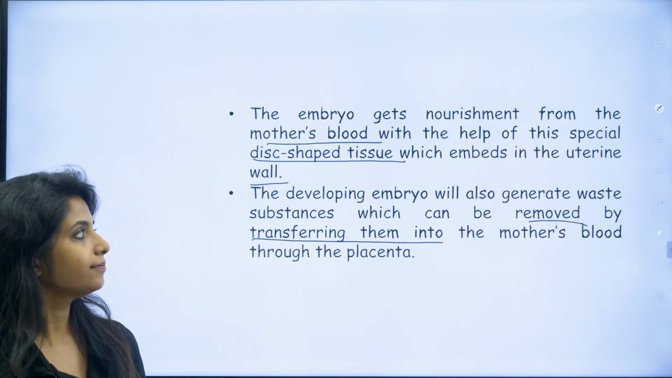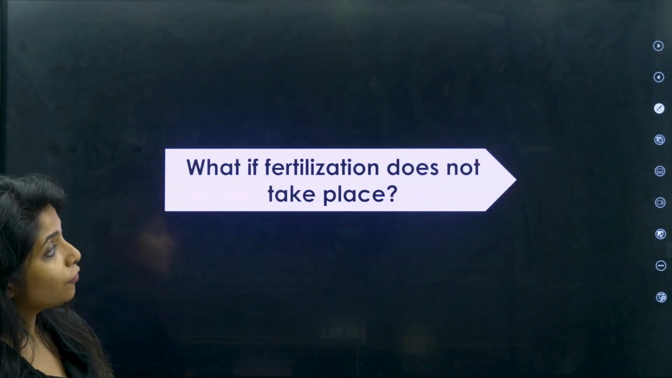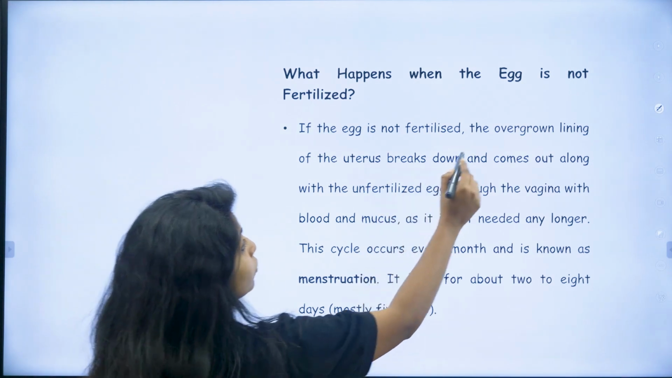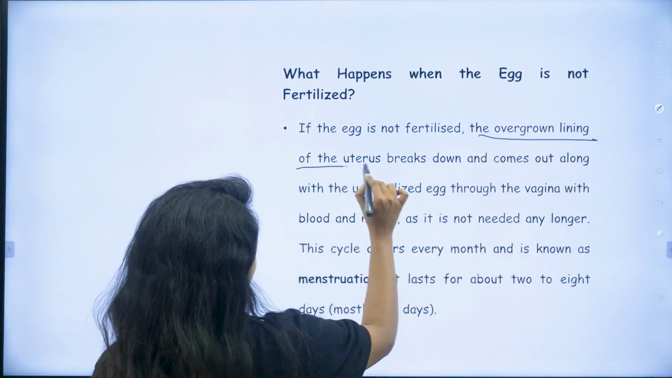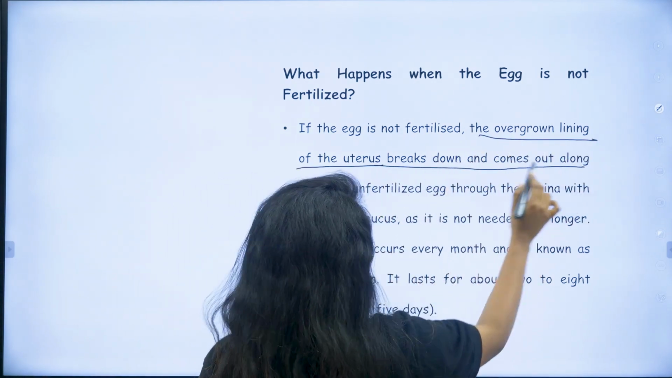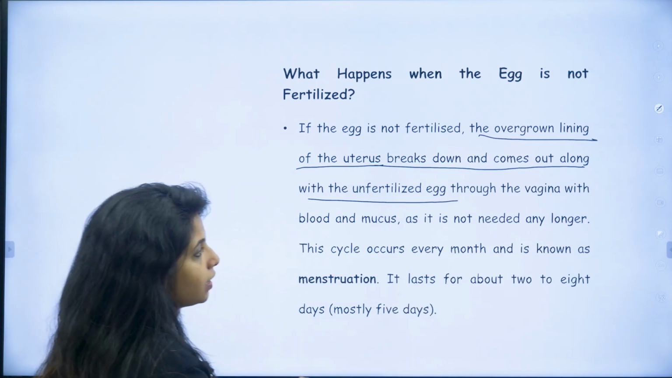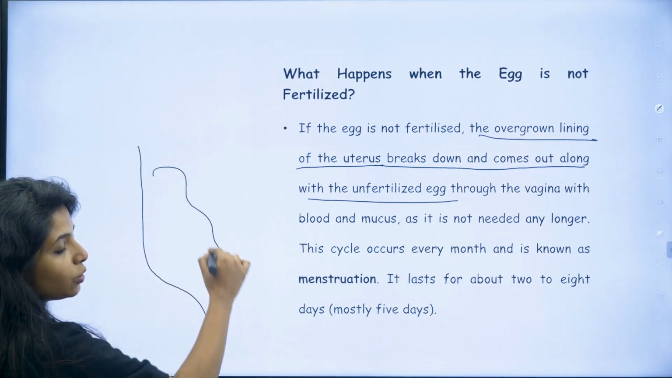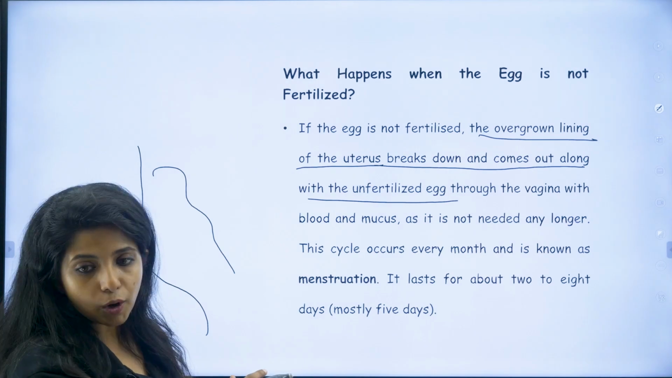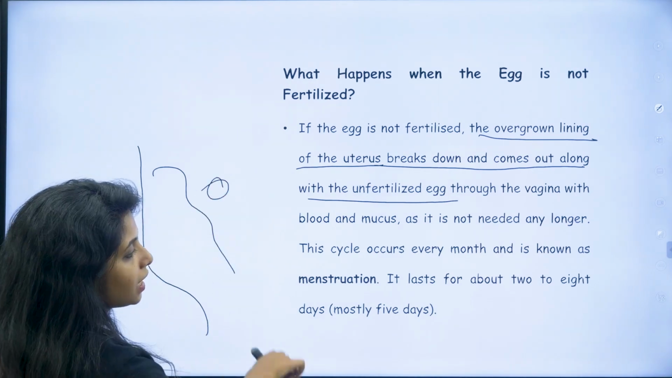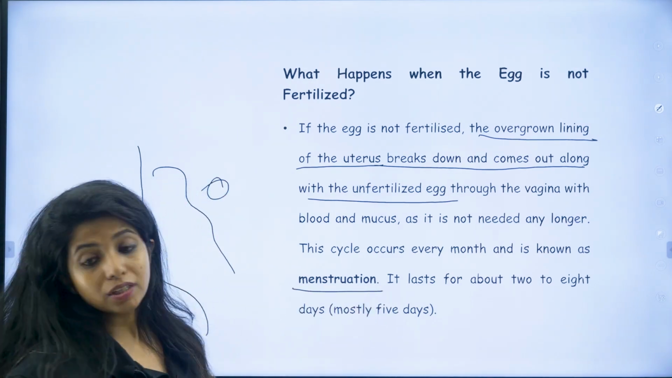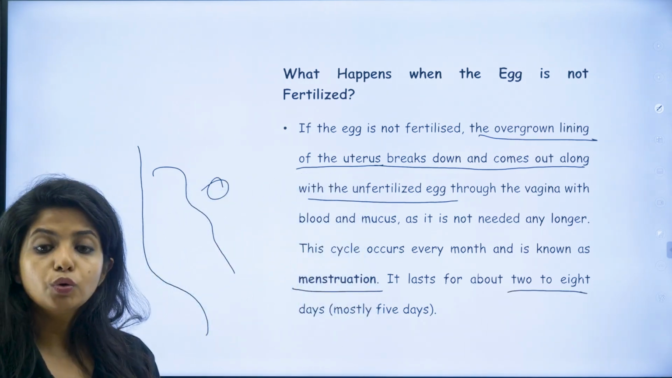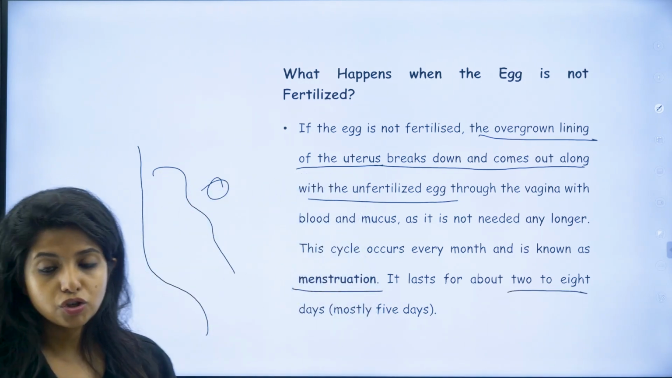Now, what if fertilization does not take place, children? As I said, if the egg is not fertilized, the overgrown lining of the uterus breaks down and comes out along with the unfertilized egg. This particular process, where your uterus sheds the endometrium layer, the temporary layer that was formed, along with the unfertilized egg, is known as what? Menstruation, and it lasts up to 2 to 8 days, because the whole endometrium has to shed.